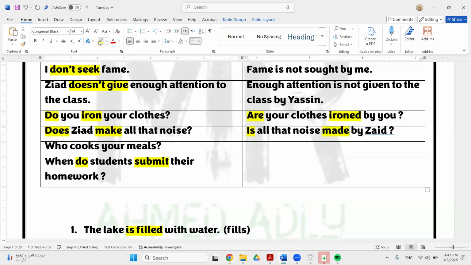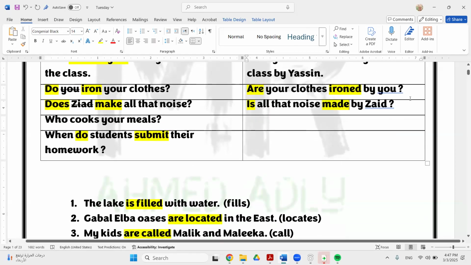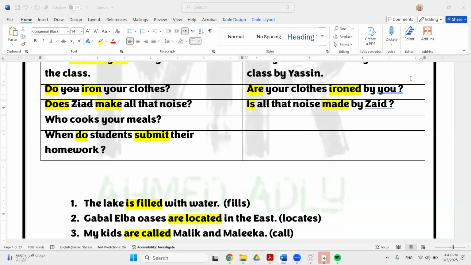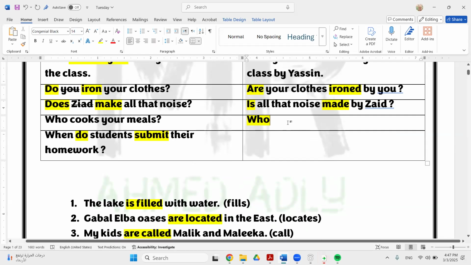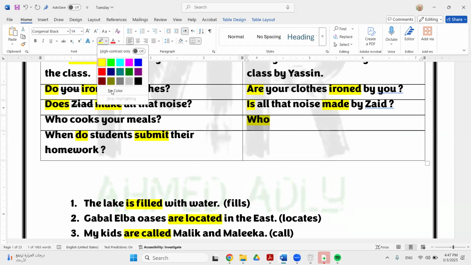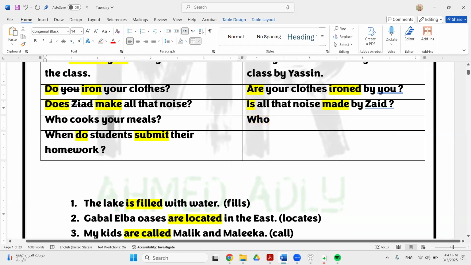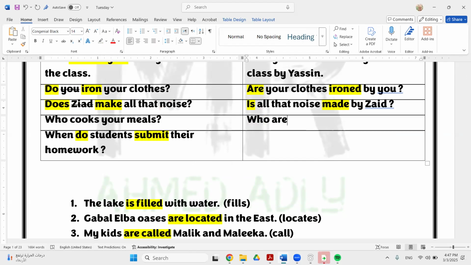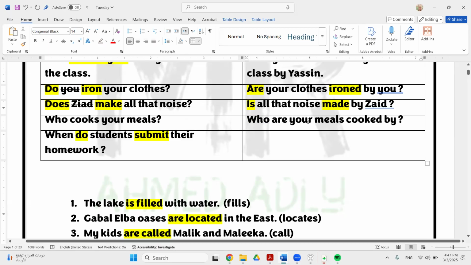Yasin Mustafa. Who cooks your meals? أخيرا ياسين صحى من النوم. Let's go Yasin. Are your meals cooked by you? No, this is a WH question, Yasin. طيب فين الأوبجكت يا ياسين؟ ما هي your meals. يبقى who, your meals, take am or is or are? Who are your meals cooked by? Okay, who are your meals cooked by?